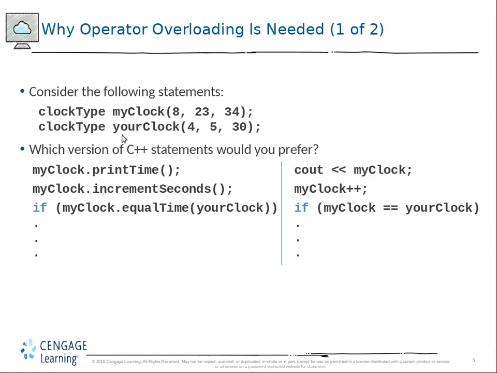We have two objects. Both of them are clocks. They're allocated on the stack. We have different versions of C++. We can do what I call the Java way, myClock.printTime to print it, increment the seconds, and then ask if it's equal to the other clock. Over here, we can just cout the object, do plus plus to increment it, and then check if the two are equal. Which do you prefer?